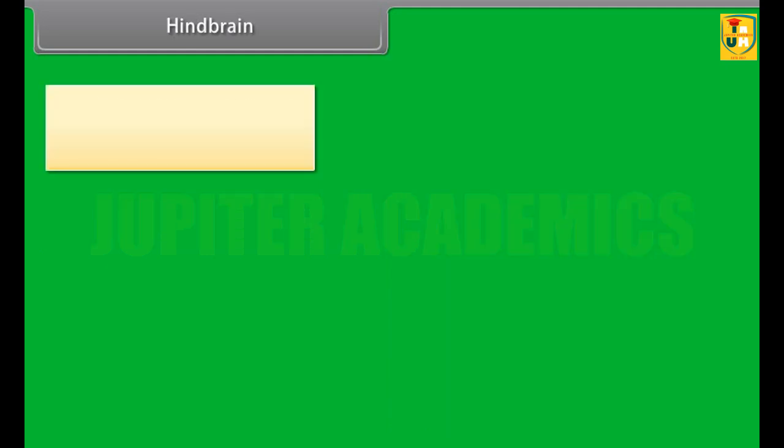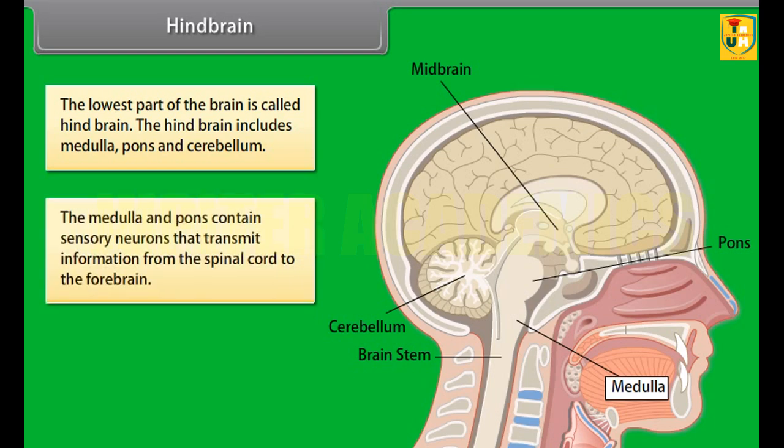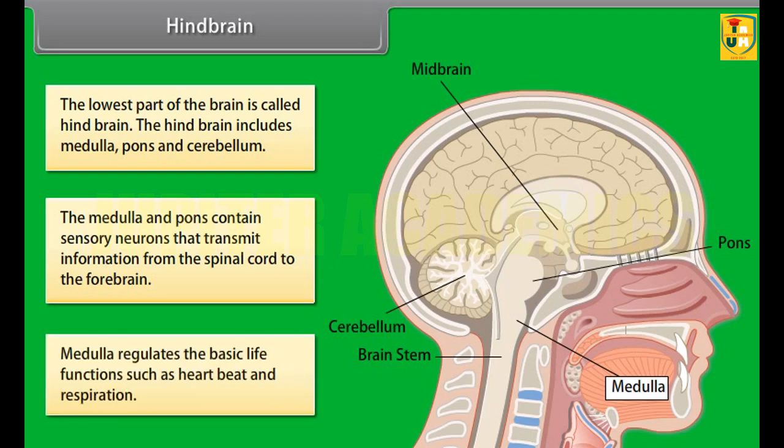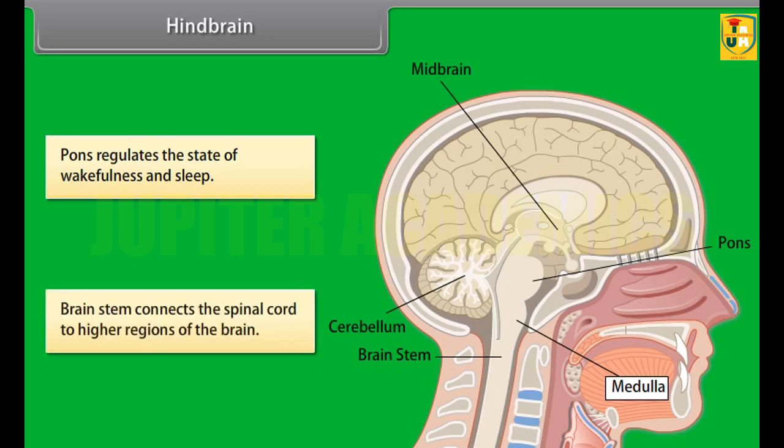Hindbrain. The lowest part of the brain is called hindbrain. The hindbrain includes medulla, pons, and cerebellum. The medulla and pons contain sensory neurons that transmit information from the spinal cord to the forebrain. Medulla regulates the basic life functions such as heartbeat and respiration. Pons regulates the state of wakefulness and sleep. Brainstem connects the spinal cord to higher regions of the brain.